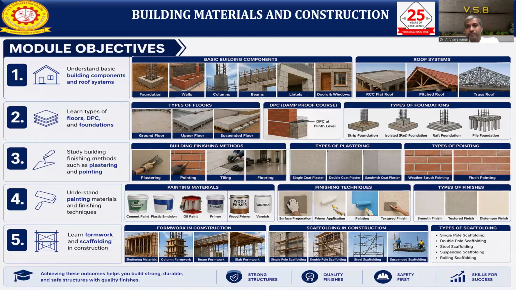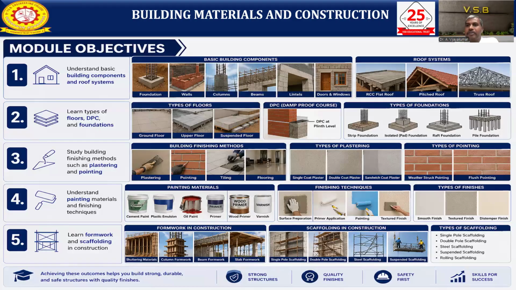What is the main objective of this module 4? Students need to understand the basic building components and roofing systems. We see different building components from the start to the end. Foundation is one building component, then walls, columns, beams and lintels, doors and windows. So these are what we can call the building components. Apart from these, we have a lot of other building components, but here we are going to discuss only these important components.